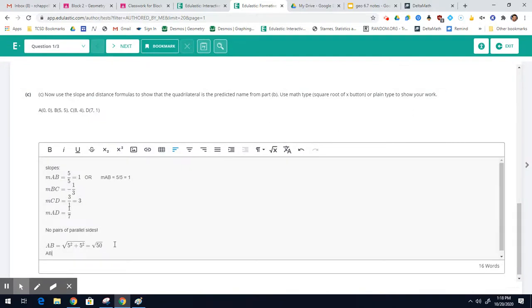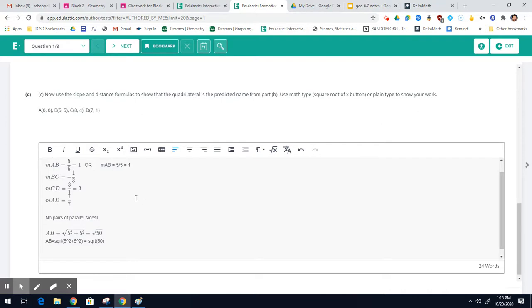Now you could also do this. AB equals, so we could do square root. What button could we use? I'm not really seeing a good square root button. So maybe you could do SQRT for square root. So square root of 5 squared plus 5 squared. That equals the square root of 50. I don't care how you do it. I just want to make sure I see it.